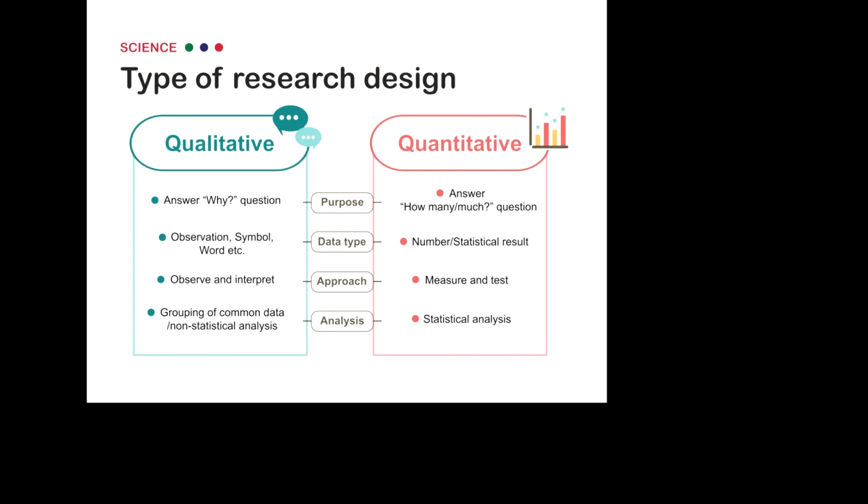So briefly, let's review quantitative versus qualitative studies. So qualitative studies answer why questions. The data is observation, words, symbols, etc. The approach is through observation and interpretation, and the data is analyzed using non-statistical analysis or grouping of common data. Quantitative research, on the other hand, answers how many, how much. These are numerical questions. The data is numerical or a statistical result. The approach is through measuring and testing, and analysis is typically done through statistical testing.